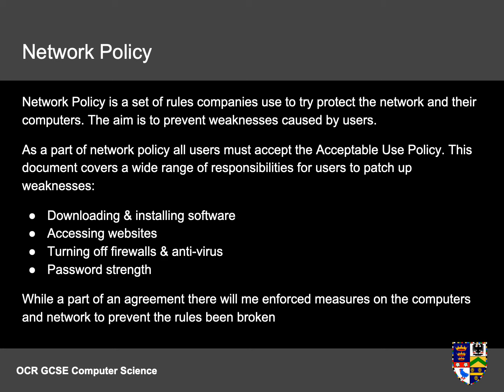More often than not, even though you're agreeing to it, they'll be enforced by measures on the computers and on the network to prevent the rules from being broken. And the network administrator can monitor who is attempting to break those rules. So if you're trying to access a website that you're not allowed to access as set up by the acceptable use policy, the network administrator can see the requests to that website being made and being blocked, and they might have a discussion with that employee about why they're trying to access that website.